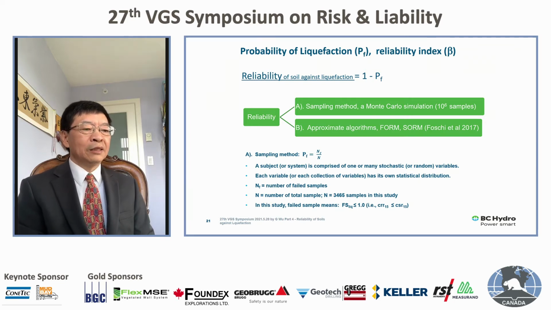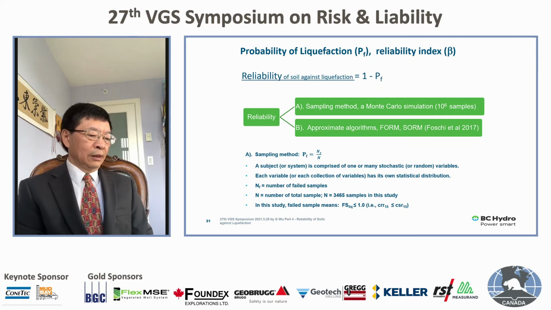The other method is the approximate method, FORM, the first order reliability method, which you will see a lot of application of by Professor Foschi from UBC Civil Engineering. I have done a little bit of a summary of the two methods. In the sampling method, basically you try each sample and look at which one fails and which one doesn't, and divide NF by N, so you will get the probability of failure. Continue on the next slide, please.